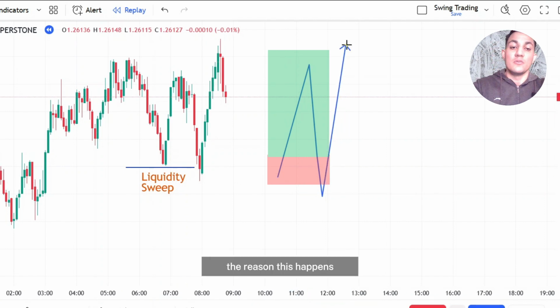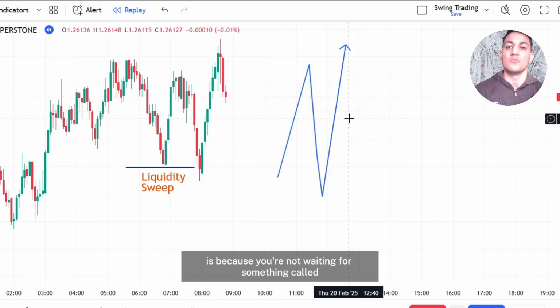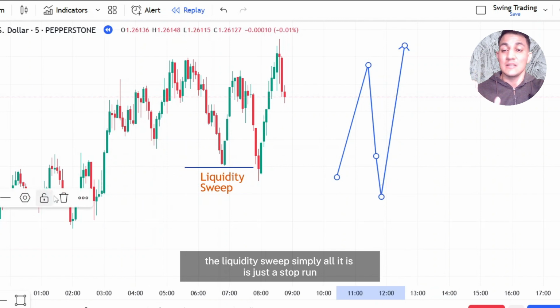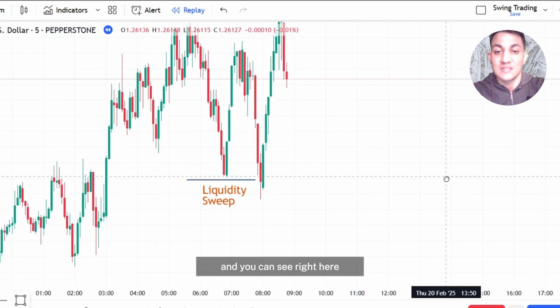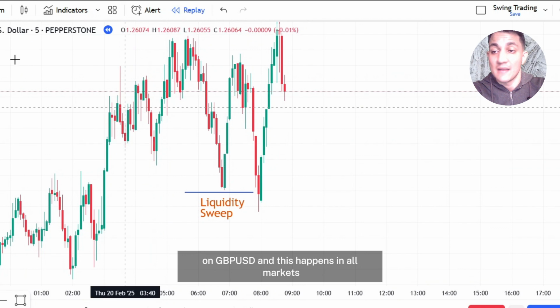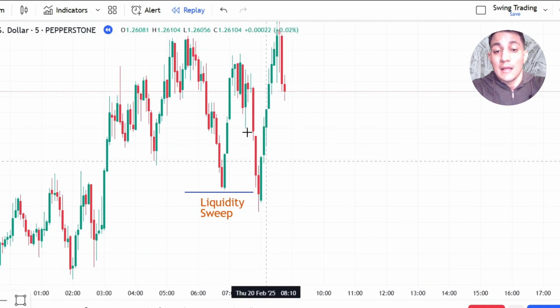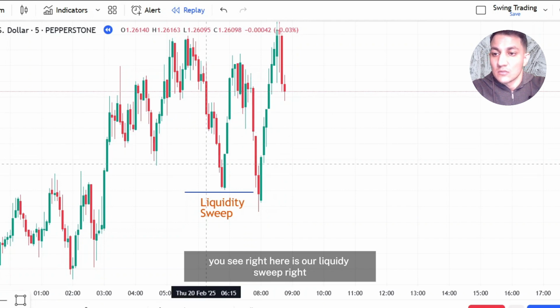The reason this happens, and this used to happen to me all the time, is because you're not waiting for something called a liquidity sweep. Liquidity sweep, simply, all it is just a stop run. And you can see right here on GBP USD, and this happens in all markets, especially indices, but happens in forex a lot too. You can see right here is our liquidity sweep, right? So let's mark this out.